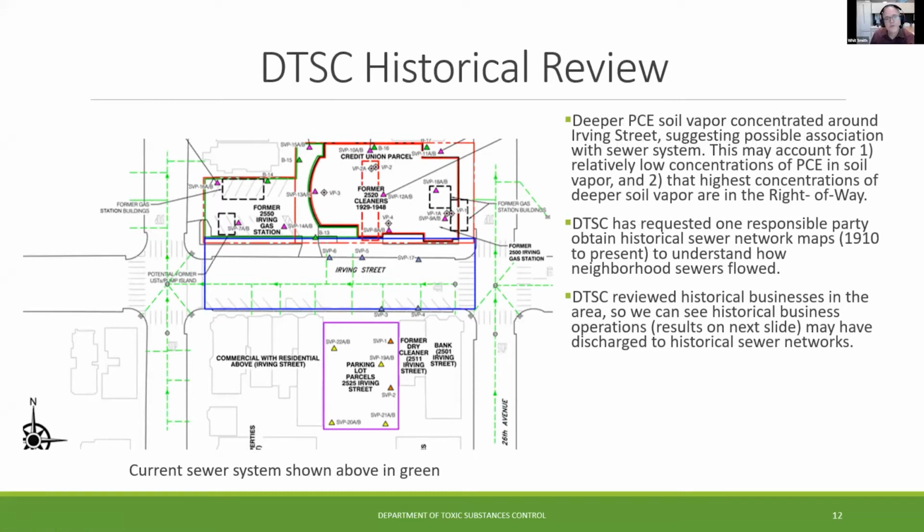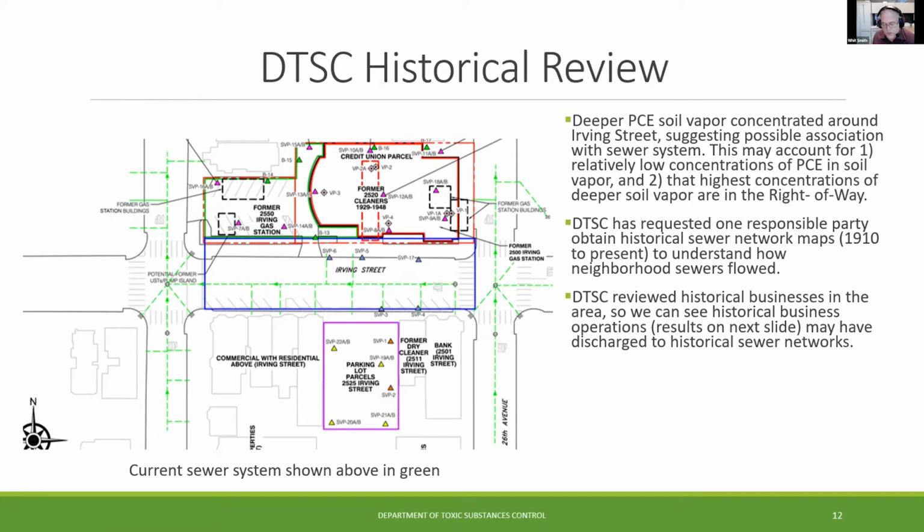Sort of summarizing some of the historical work we've done recently. Just to start off, we wanted to note that the deeper PC soil vapor, when we look at the overall data set, is concentrated around Irving Street, suggesting a possible association with the sewer system. We will show you a figure depicting that later in the presentation.